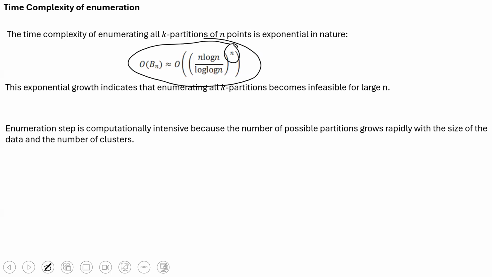The enumeration step is computationally intensive because the number of possible partitions grows rapidly with the size of the data and the number of clusters. Just the enumeration is this much, so technically this is computationally unachievable. That is the reason why we call it the naive clustering algorithm.